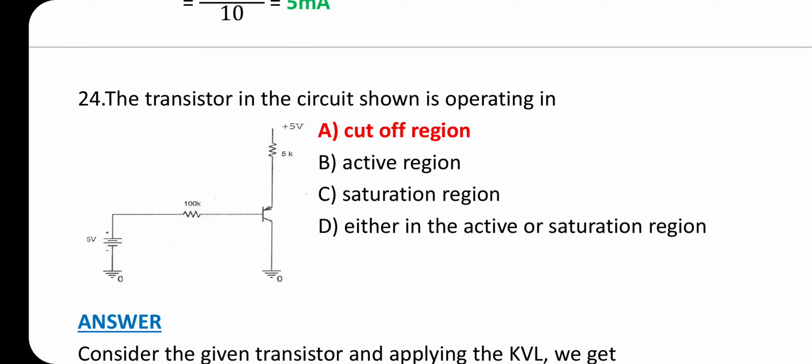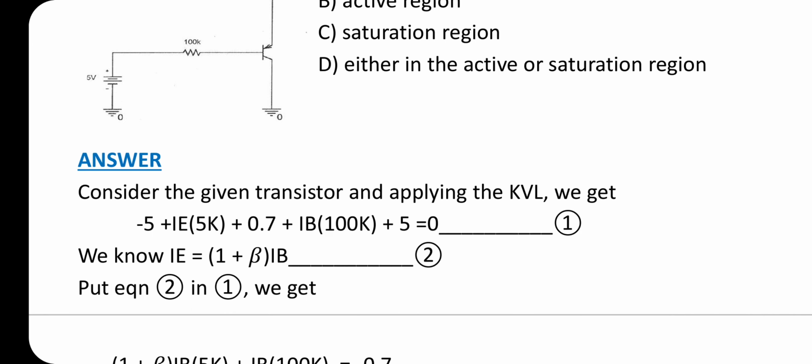Question number 24. The transistor in the circuit shown is operating in? Answer is option A, cutoff region. Either forward or reverse biasing is done to the emitter and collector junctions of the transistor. These biasing methods make the transistor circuit work in four kinds of regions, that is active region, saturation region, cutoff region and the inverse active region.